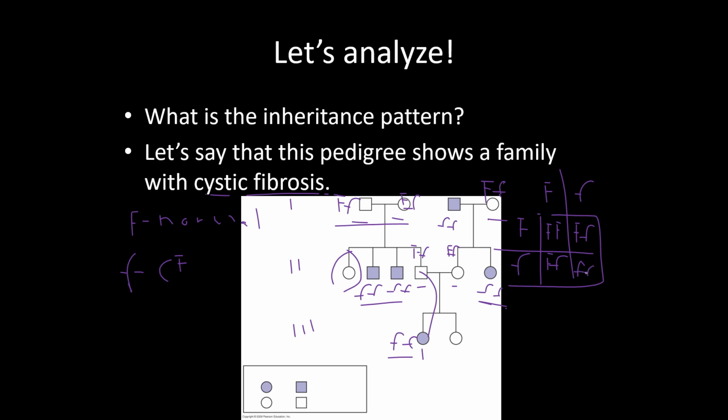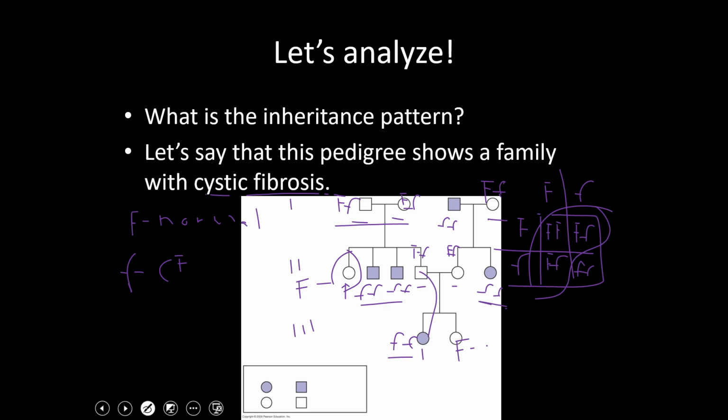Now the reason that we did that is to try to figure out what's going on with this person. We know they have to have a capital F because they're not affected, but here's the thing. We don't know whether or not that person is homozygous normal or heterozygous normal. When you don't know what the second letter is, you indicate that with a little dash. That is the same story for this daughter over there. We don't know what her second letter is. She might be homozygous or she might be heterozygous. So that's how you use pedigrees.